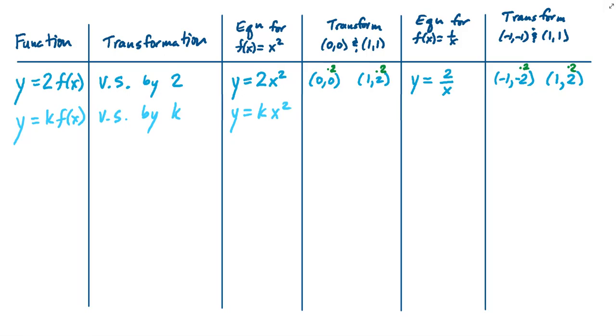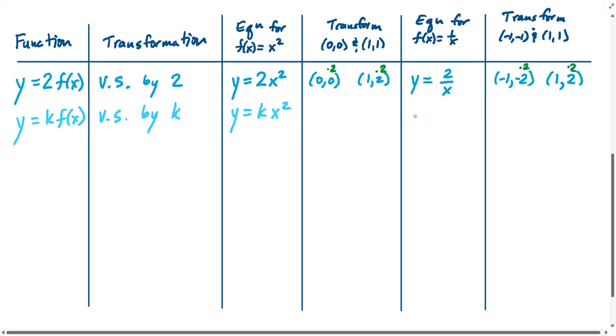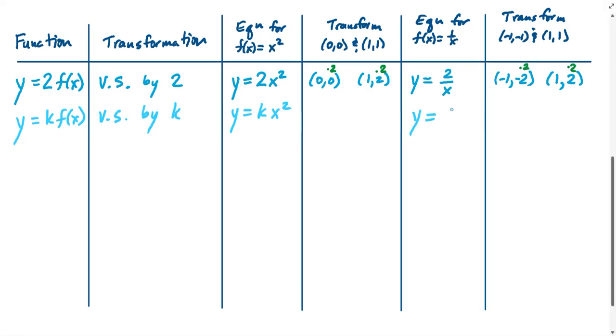How about for the reciprocal function? Well, we would have k times 1 over x. And k times 1 over x is k over 1 times 1 over x. Multiply those fractions or rational expressions, and you get k over x.